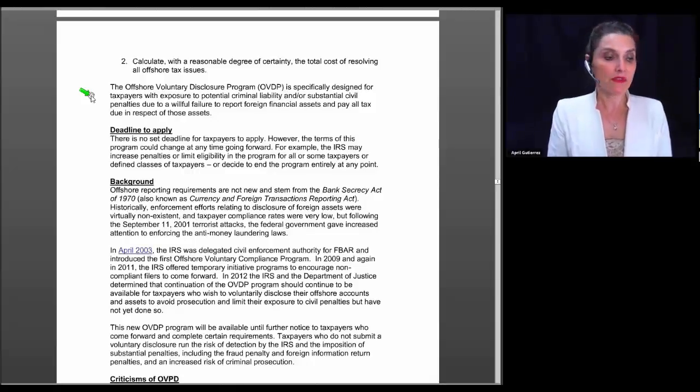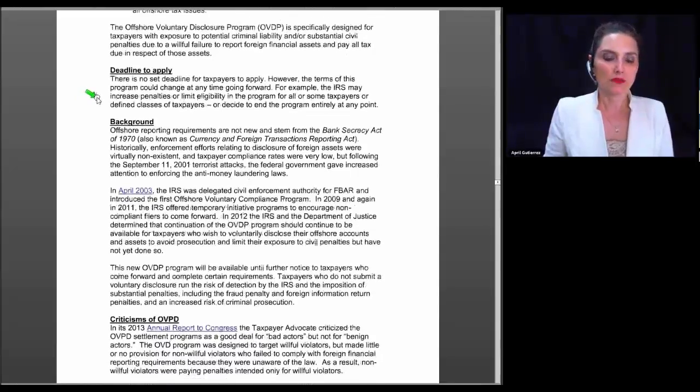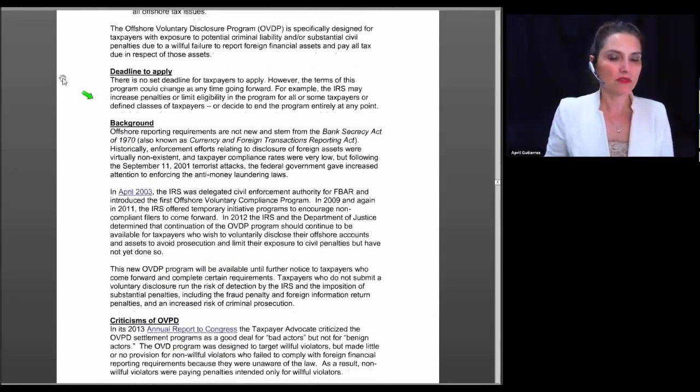So what are their options? Well, some of them are essentially running and hiding, and others who don't want to do that, who want to stay here in the United States and catch up on things, are being given an option, and that is the voluntary disclosure program. It's called the Offshore Voluntary Disclosure Program, and it is specifically designed and intended for taxpayers who have exposure to potential criminal liability and or substantial civil penalties due to a willful failure to report foreign financial accounts and to pay all the tax due in respect of those assets. The deadline to apply for the voluntary program, currently there is no deadline. There's been a series of voluntary disclosure programs, and currently we have one in place that has no set deadline.